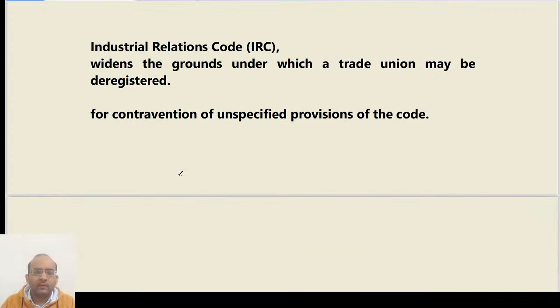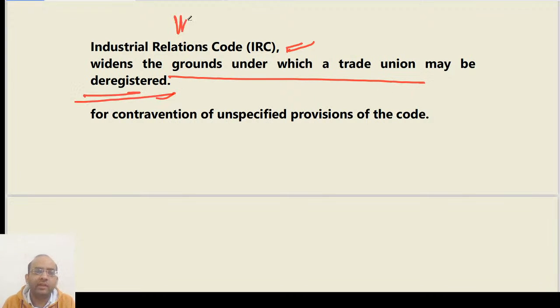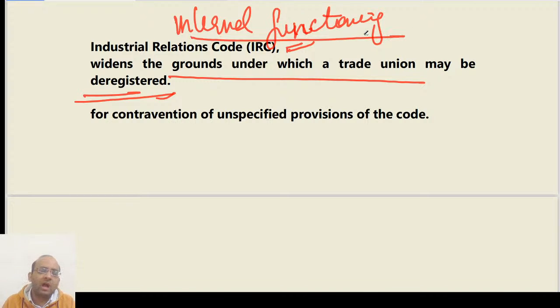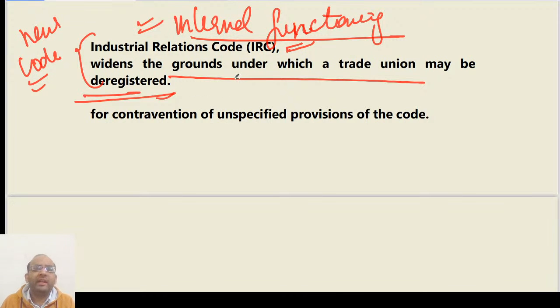And the Industrial Relations Code has now widened the grounds on which a trade union may be deregistered. Earlier, it was meant only for its internal functioning. For example, if there is corruption, if the laws are not followed, or if the trade union is functioning against the interest of members, then only could the trade union be deregistered. But now this new code has made it so that on any ground they can be deregistered, and this ground can be specified by the central government by its notification.